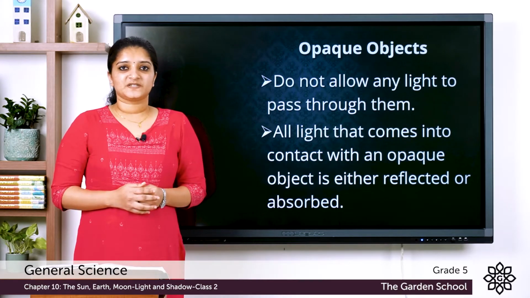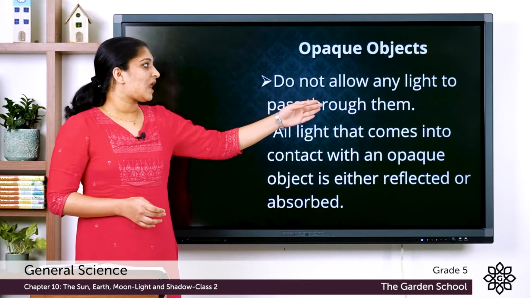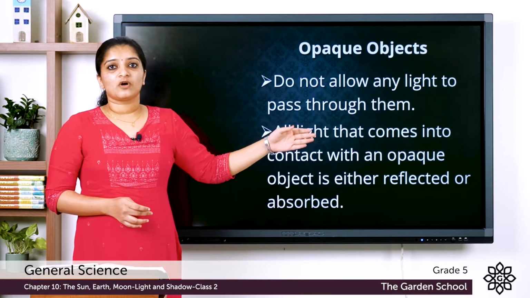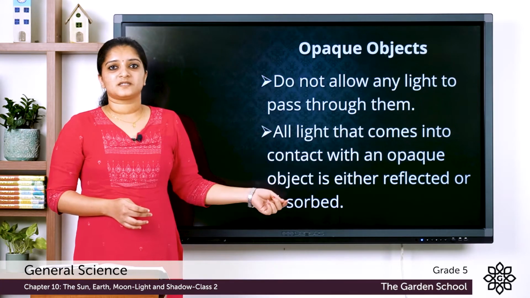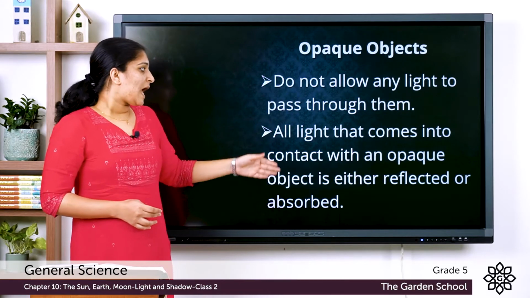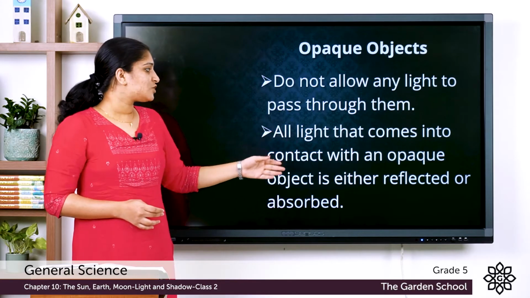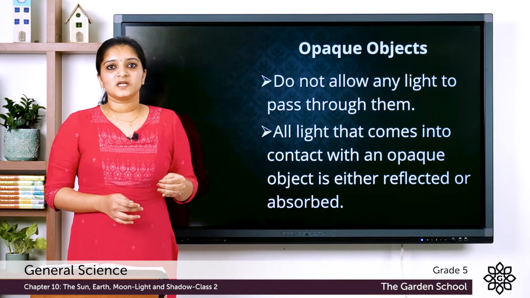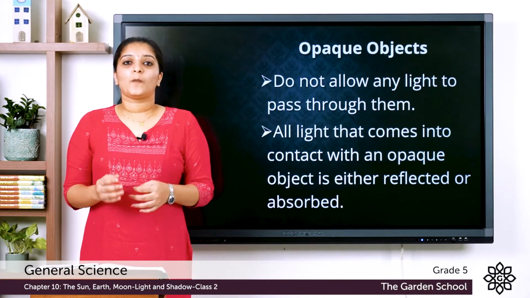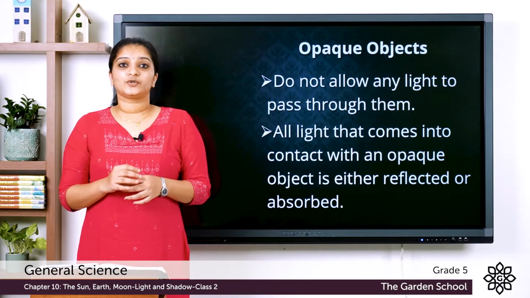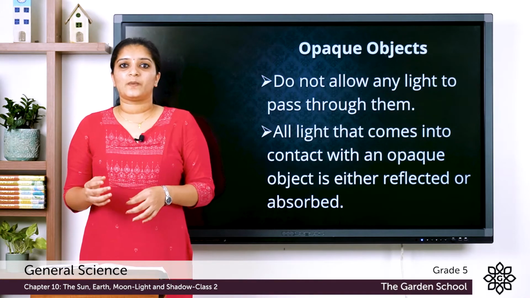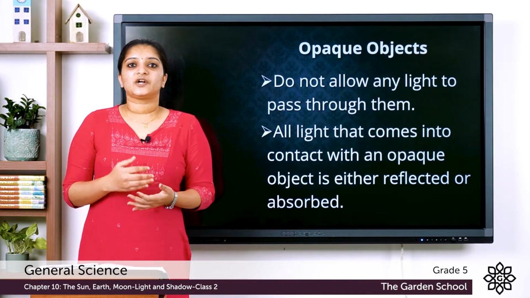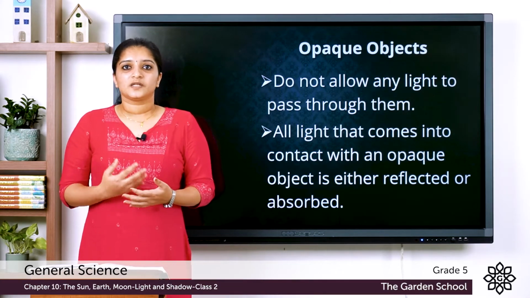An opaque object is an object that does not allow any light to pass through it. All those objects that do not allow light to pass through them are considered opaque objects. And all the light that comes into contact with an opaque object is either reflected or absorbed by the same object.